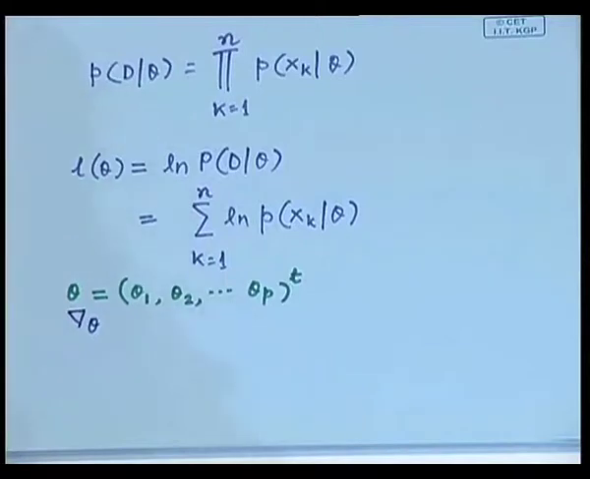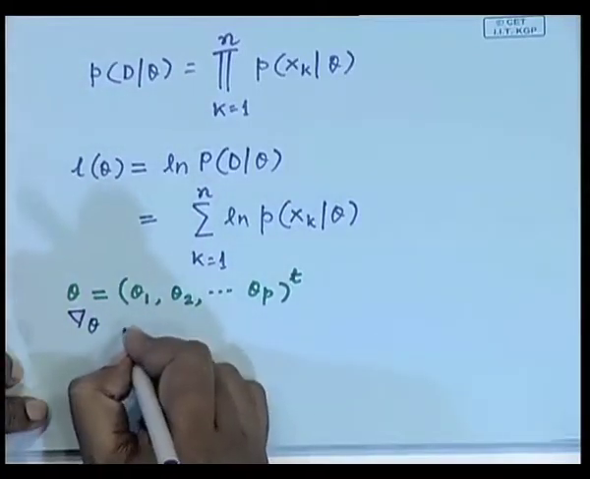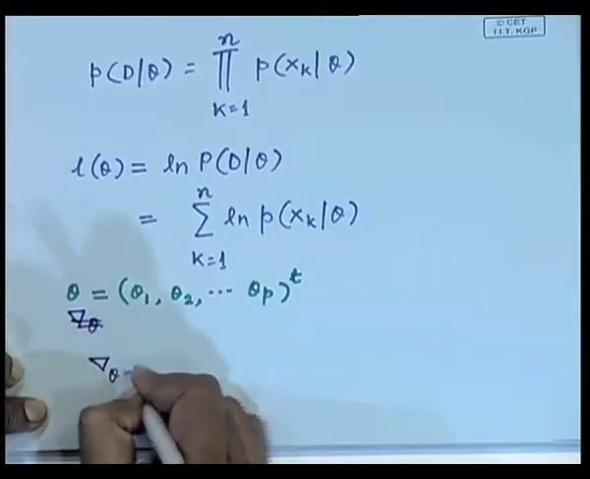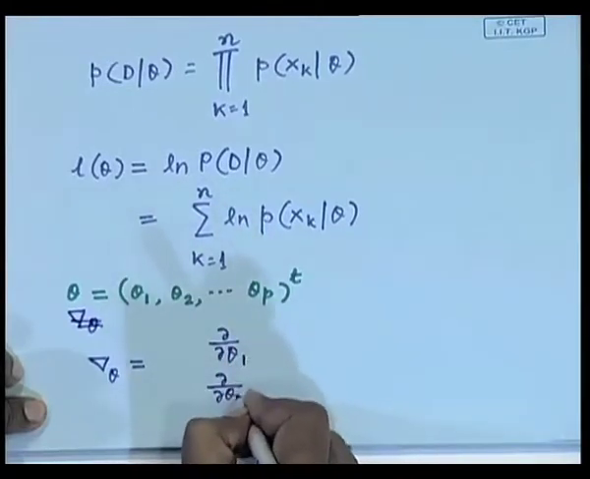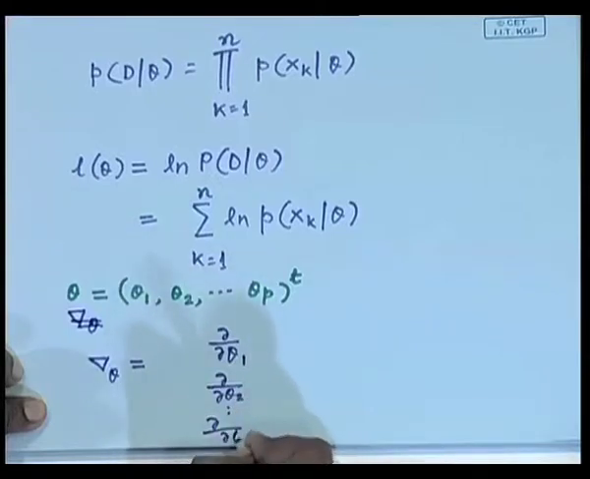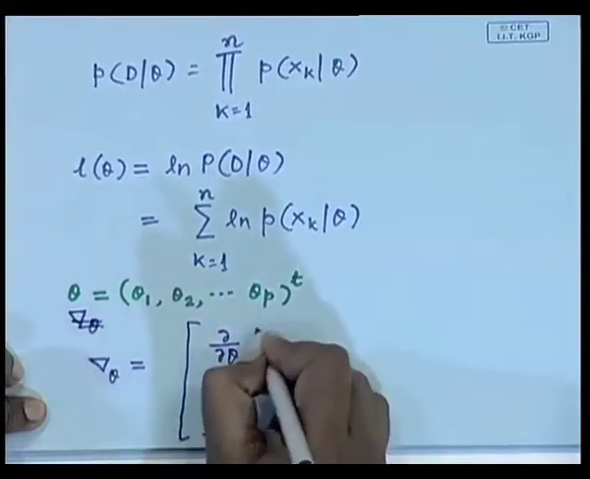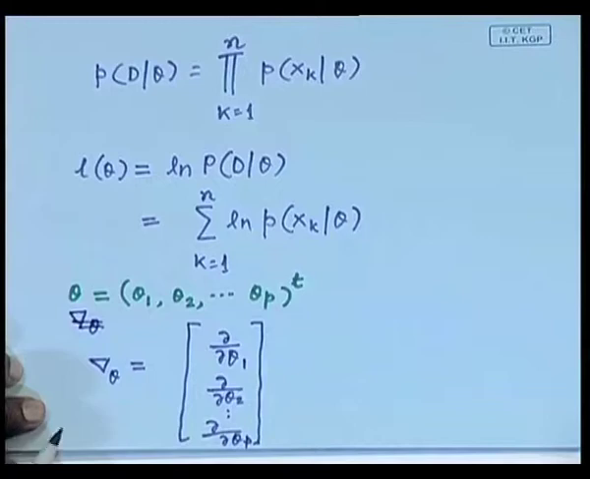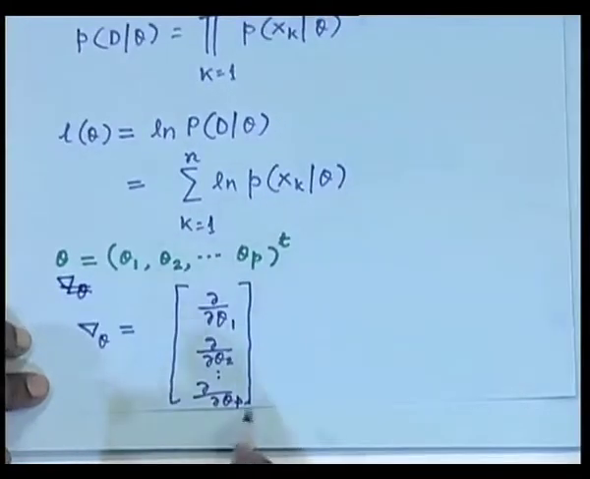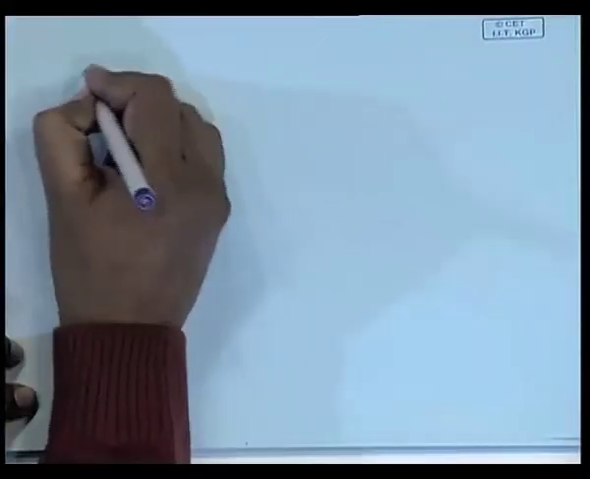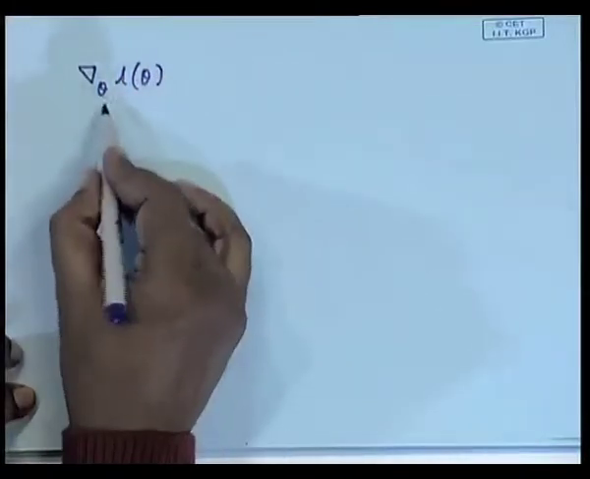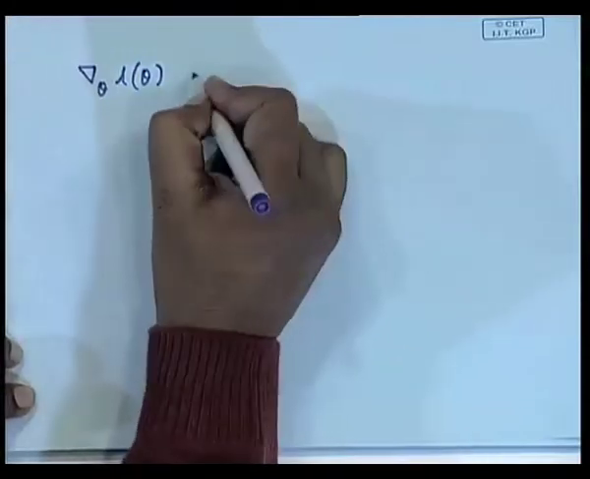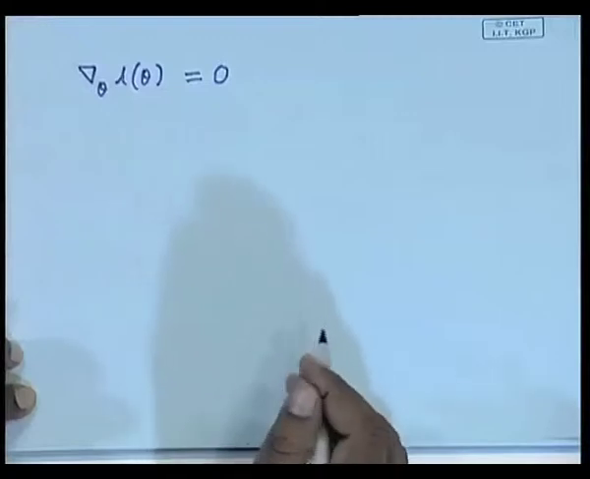So, if it has these p components, then the grad theta operator will simply be del theta 1, del theta 2, up to del theta p. This is the gradient operator, right. So, I have to find the gradient of the likelihood value L theta, with respect to the parameter vector theta, and I have to equate this to 0, right.